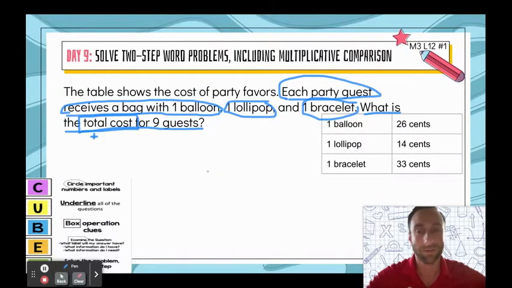So what I'm going to do here for my first step is if each person at the party is getting a balloon, a lollipop, and a bracelet, I'm going to add up all of those costs for each guest first. So I'm going to add 26 cents plus 14 cents.